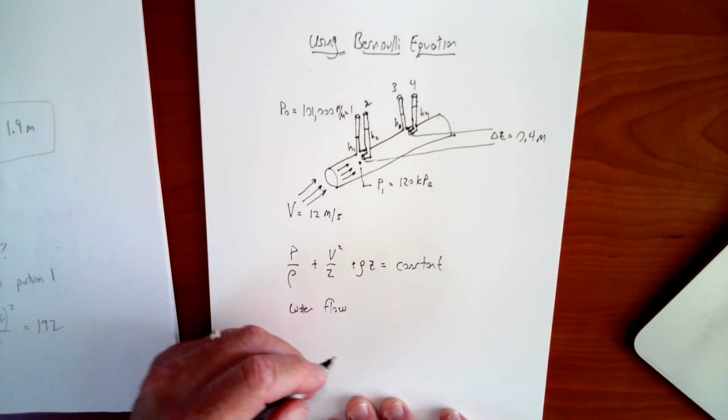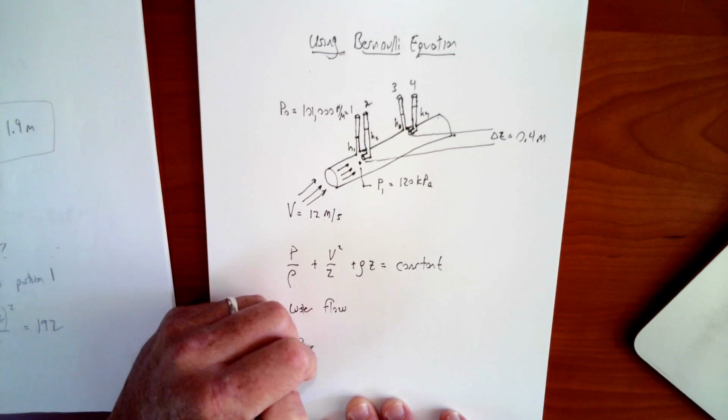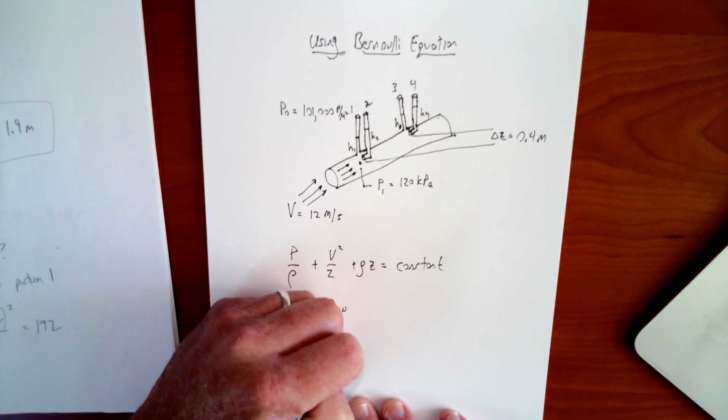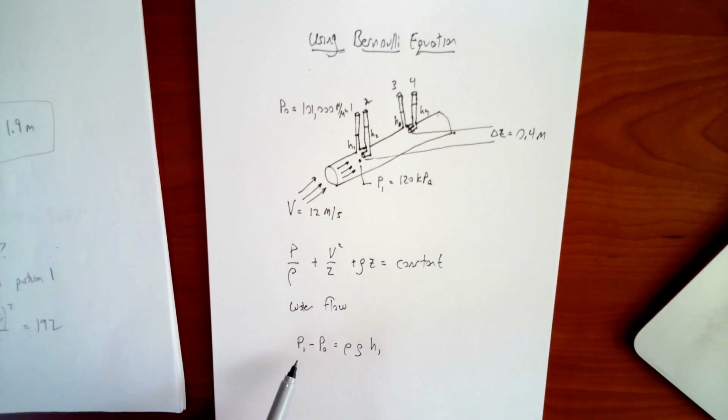So we know what P1 is. P1 is 120 kPa. We also know that P1 minus P0 is going to equal rho g H1. So that's going to be the difference between P1 and P0. And so we just plug the numbers in.